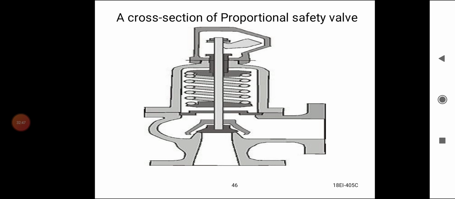A cross section of proportional safety valve. The stem, the plugs are pinned to the stem. The plug is sitting on the seat, used to control the flow of gases.